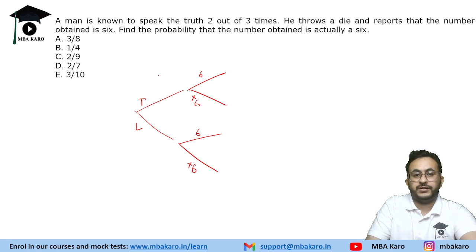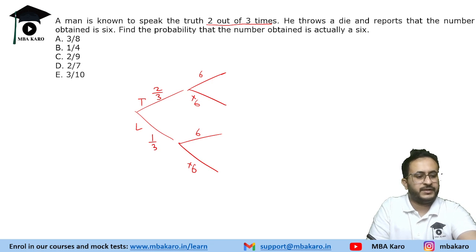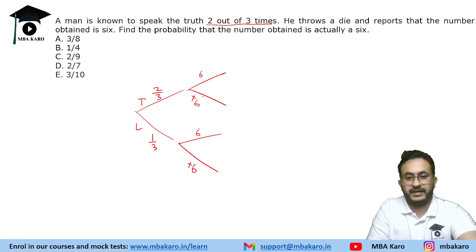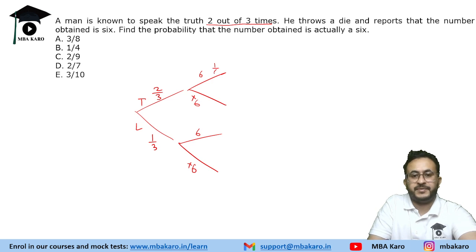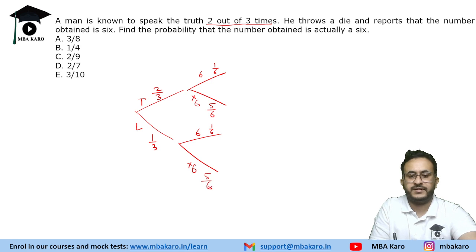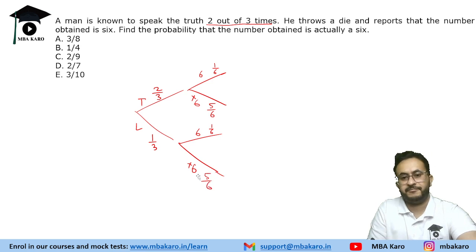Okay. Now, truth, what is it? It is 2 out of 3 times. So, probability of truth is 2 by 3 and of lie is 1 by 3. Okay. And the second thing is like getting 6 is 1 by 6, and the probability of not getting 6 is 5 by 6.